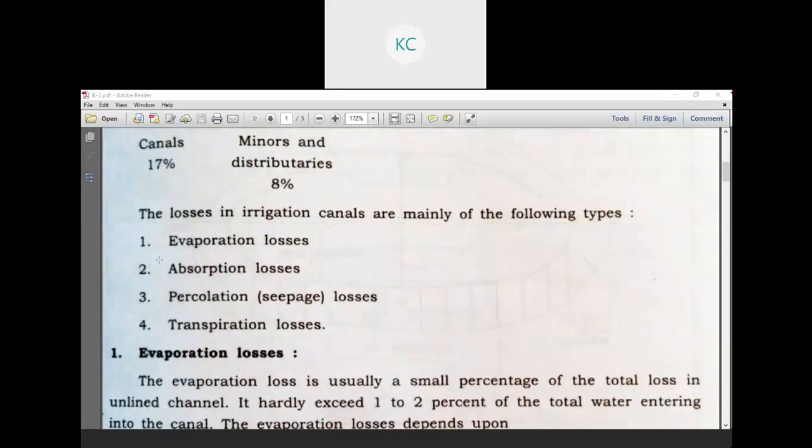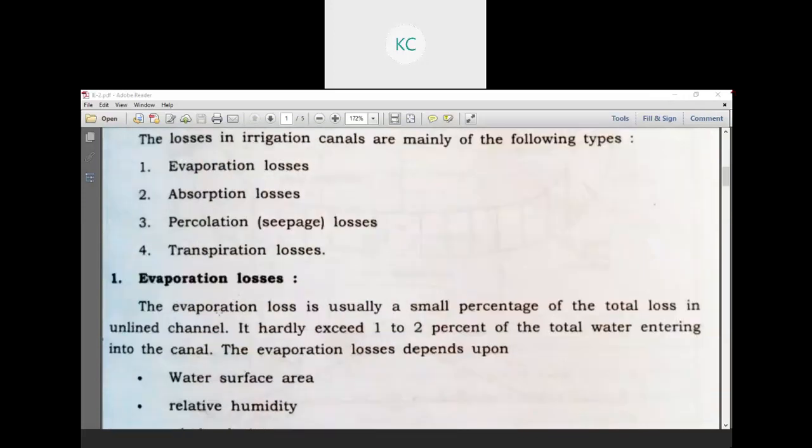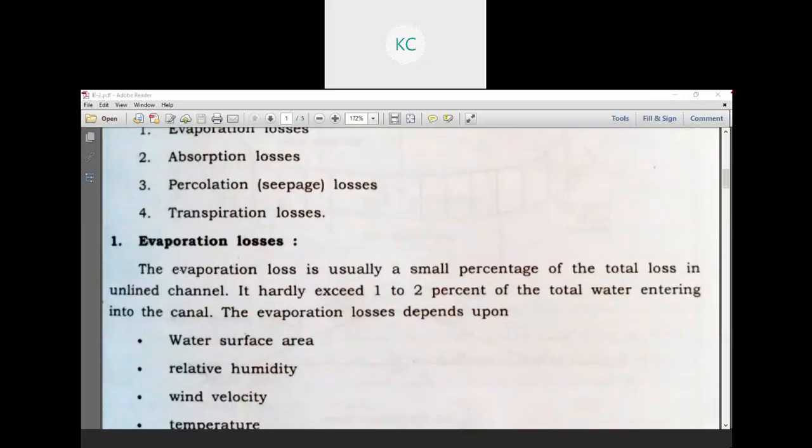Okay, the losses in canals are mainly of the following types. The evaporation losses, absorption losses, percolation losses and transpiration loss. Evaporation: the evaporation loss is usually a small percentage of the total loss in the unlined channel. It hardly exceeds 1 to 2% of the total water entering into the canal.